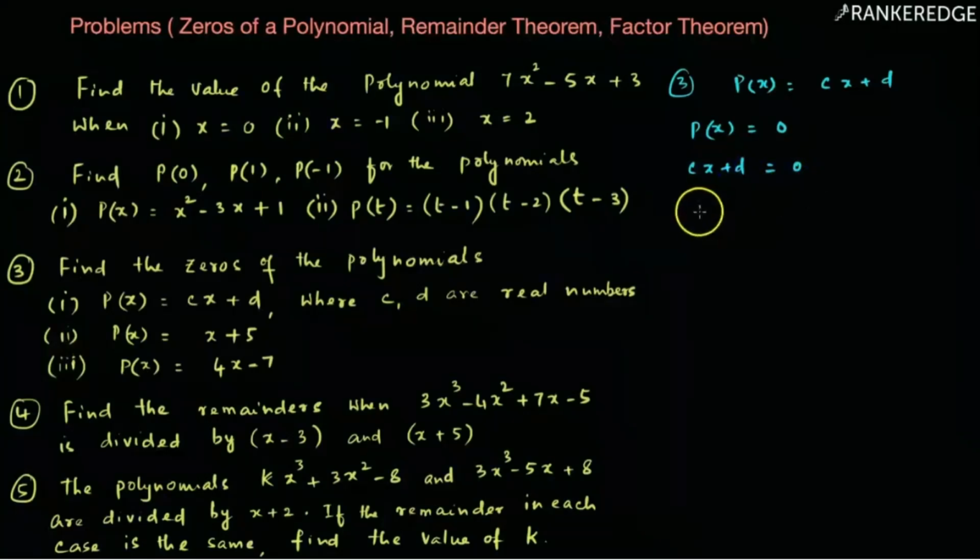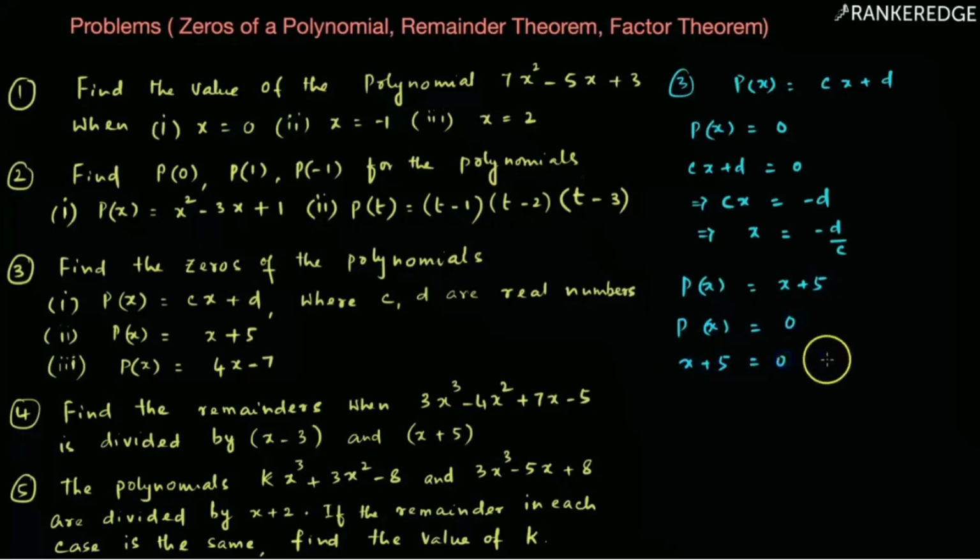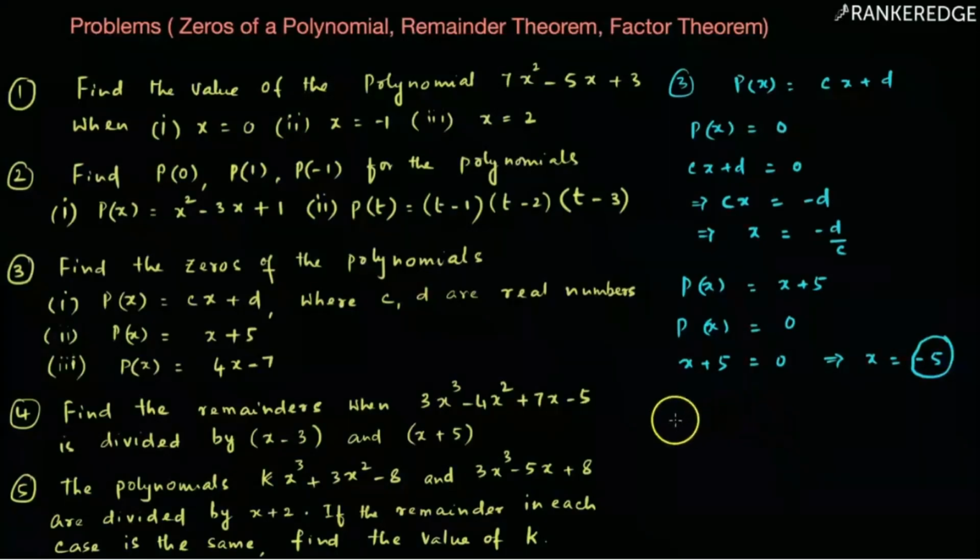So the technique here is to set this polynomial p of x to 0 and solve that equation to find the value of x. So I'll say cx plus d is equal to 0. That implies cx is equal to minus d. That implies x is equal to minus d by c. So this is the value of the variable that makes this entire polynomial's value 0. Second one is p of x is equal to x plus 5. Same technique, p of x is equal to 0, that is x plus 5 is equal to 0. That means x is equal to minus 5. So minus 5 is the zero of this polynomial x plus 5.